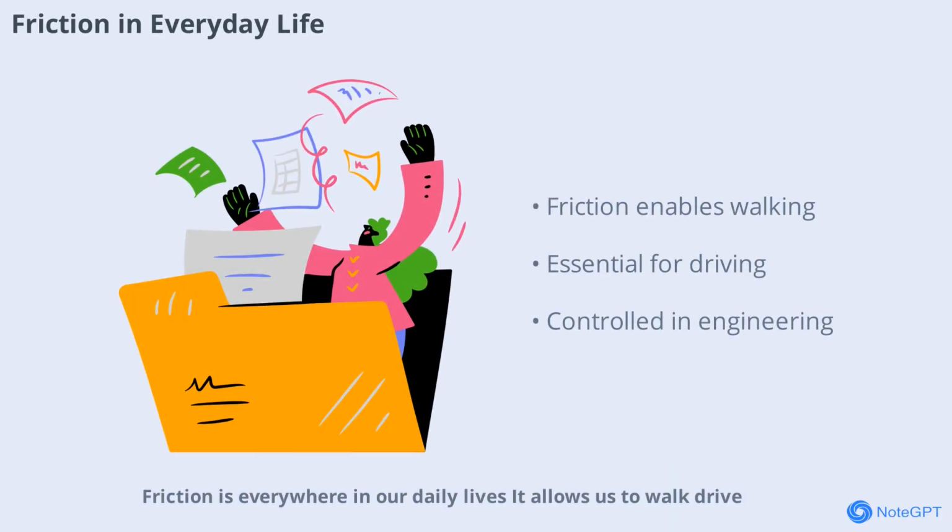Friction is everywhere in our daily lives. It allows us to walk, drive, and hold objects. Without friction, cars wouldn't stop and pencils wouldn't write on paper. However, too much friction can cause wear and tear, while too little can lead to slipping and accidents. Engineers design surfaces and materials to control friction for safety and efficiency.